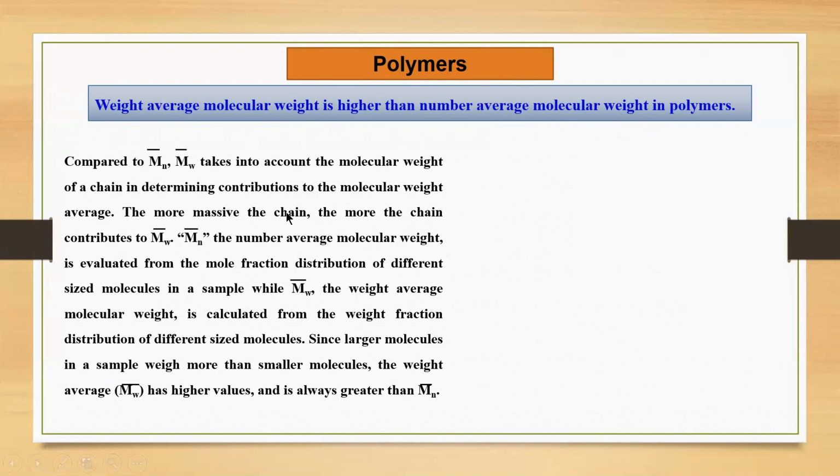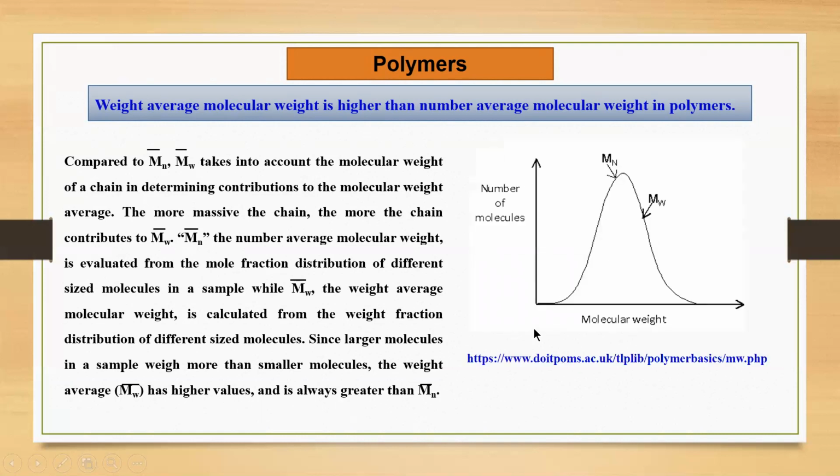While in Mw bar, the weight average molecular weight is calculated from weight fraction distribution. That is, how much are they contributing weight wise. Since larger molecules in a sample weigh more than smaller molecules, the weight average has higher values and is always greater than Mn bar. This graph represents, on the y-axis, the number of molecules and on the x-axis, the molecular weight, and in the distribution you can see that weight average molecular weight is higher than the number average molecular weight.